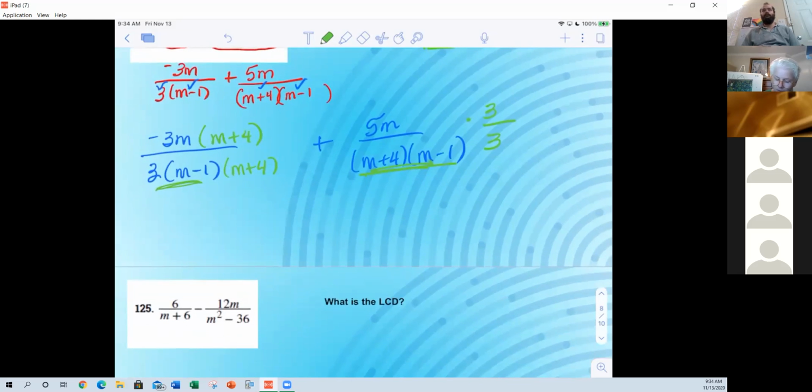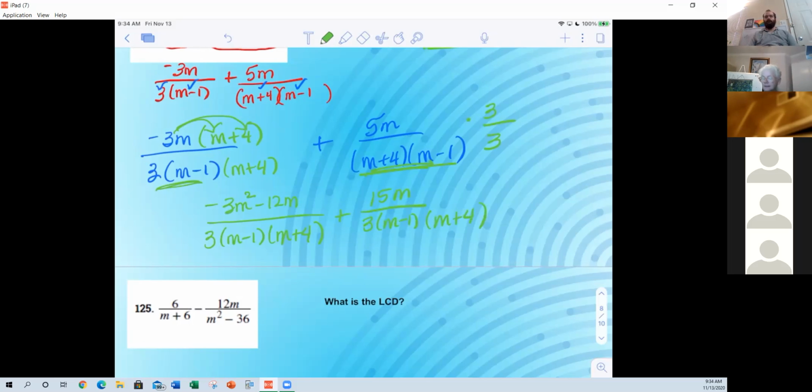Okay, so far I'm going to go ahead and distribute this. I'm going to have negative 3m squared minus 12m over 3 times m minus 1 times m plus 4. So go ahead and multiply the numerators, but do not distribute, don't do anything to the denominator, just leave it like it is. And so 5m times 3 would be 15m over 3 times m minus 1 times m plus 4. Okay, now what, Elliot?